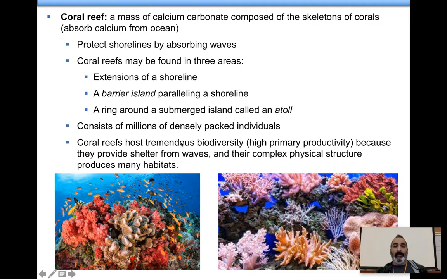What are they made of? Millions of these little corals are packed together, and they live in a colonial fashion. So they live in colonies. Very, very biodiverse. Lots of habitat. And when coral's alive, you're talking algae. There's a lot of productivity. All these colors are caused by the algae that's inside, those zooxanthellae that are living within the coral.